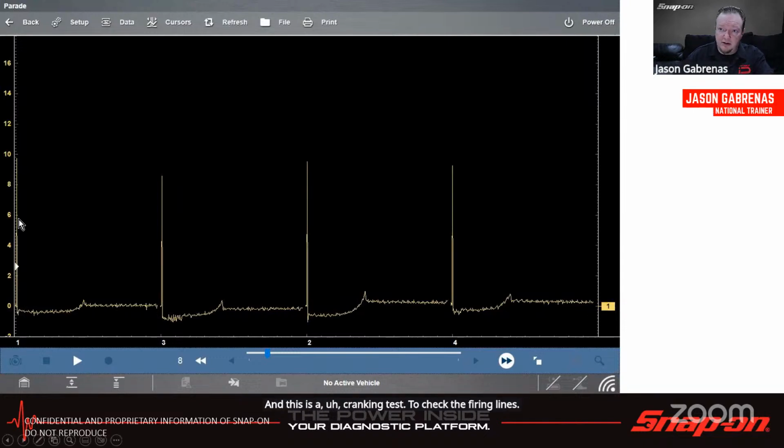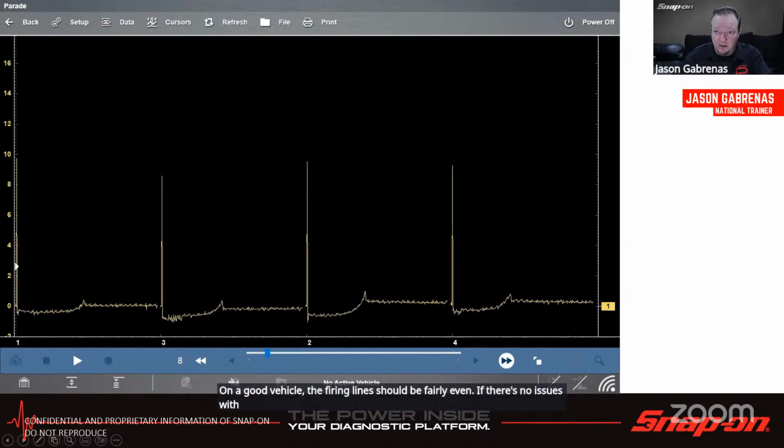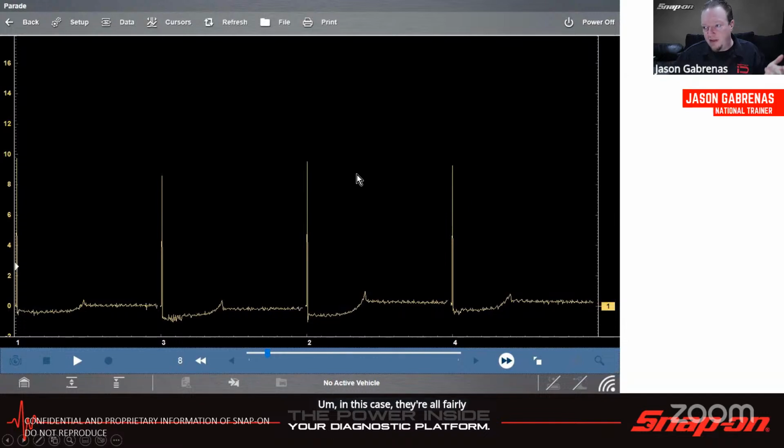On a good vehicle, the firing lines should be fairly even. If there's no issues with the vehicle, they should be firing at roughly the same voltage. There's going to be a little bit of variance because of how the vehicle works, but in this case, they're all fairly close to each other. That'd be considered normal.